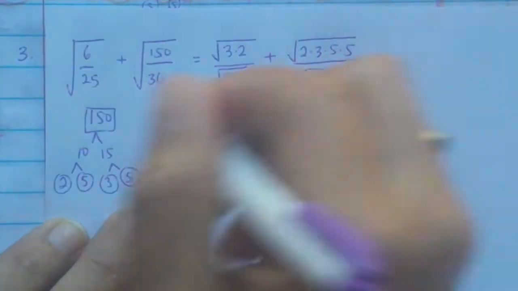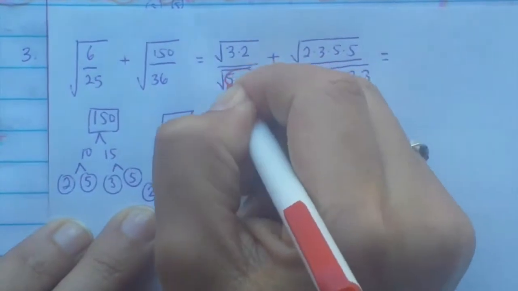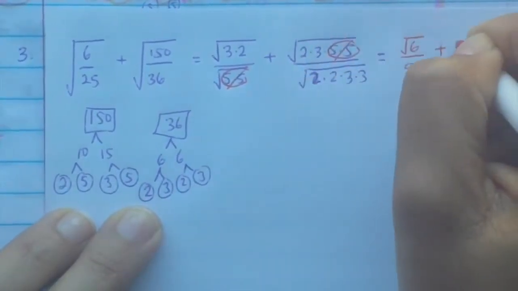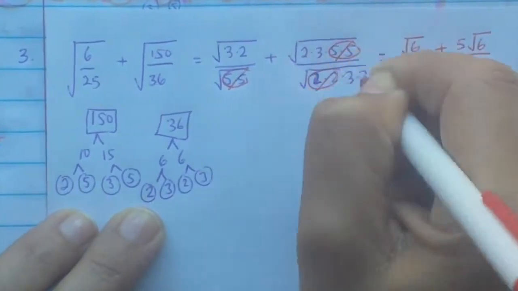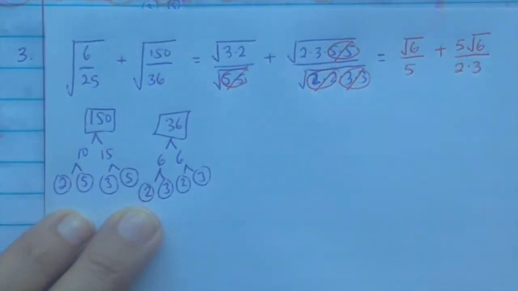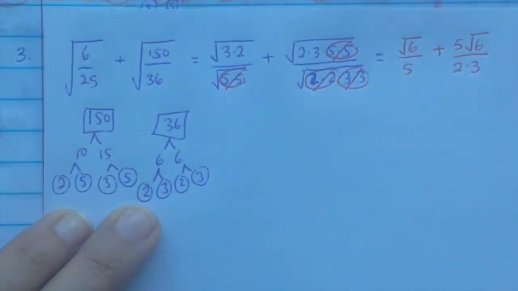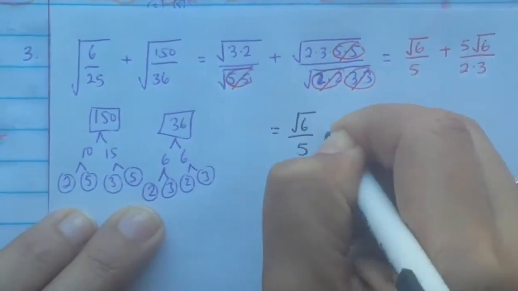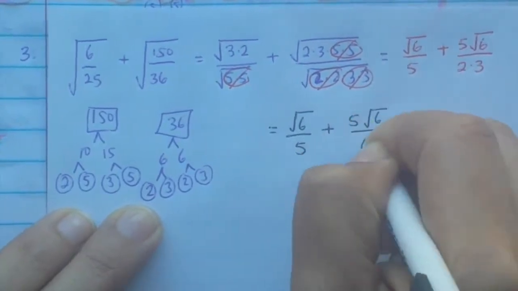So what do you see? Take out a book of 5 on the bottom, but the top stays the same. So I'm just going to recombine them. Book of 5, and then it's radical 6 on the top, book of 2, book of 3. So that's all we have. Nothing left in the radical. So let's go ahead and simplify that before we add. So radical 6 over 5 plus 5 radical 6 over 6.